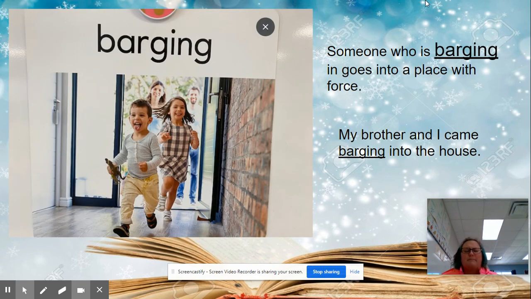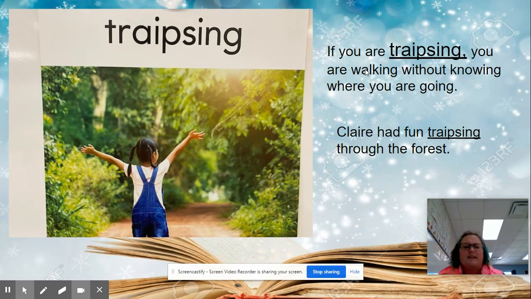Then you have barging. Say barging. Good. Someone who is barging in goes into a place with force. My brother and I came barging into the house. Then we have the word traipsing. Say traipsing. Good job. If you are traipsing, you are walking without really knowing where you are going. Claire had fun traipsing through the forest.